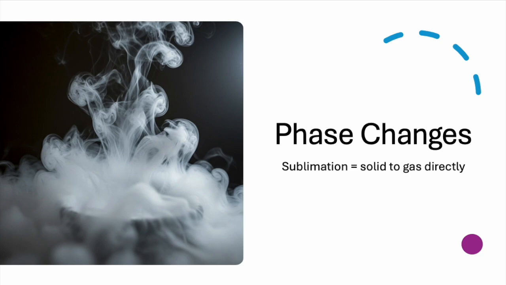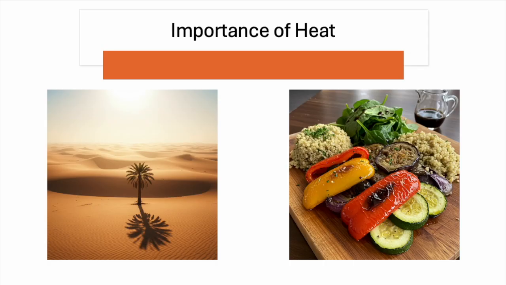Understanding how heat affects matter is important to many areas of our lives. For example, engineers use this knowledge to design engines and other machines. Scientists use it to study the weather and climate, and cooks use it to prepare delicious meals.